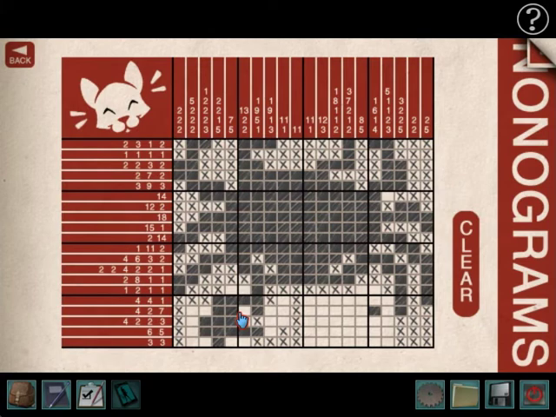4, 2, 7. Oof. Okay, this has to be 7 right here. And this pretty much has to be 4 and 2, right? There's no other way this can fit. So that means that this is the last 2. And this finishes out the 6. 1, 2, 2, 2, 3. We got that finished out, and this is the 3 right there. And we can fill in that as well.